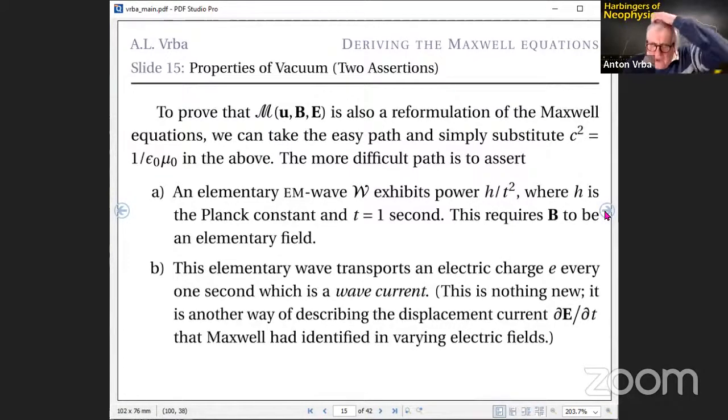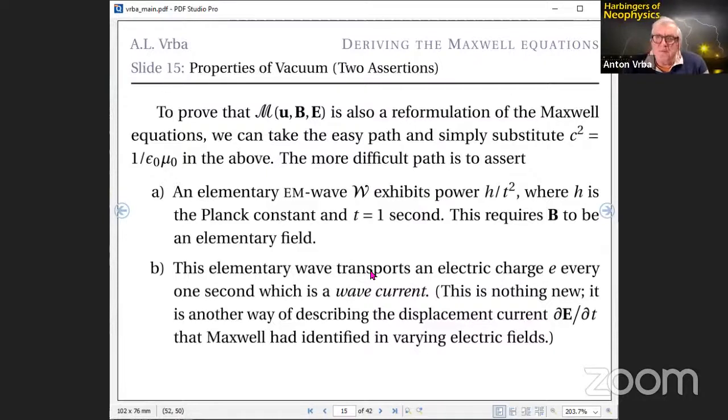The next step is to show that MUBE, I used M to honor Maxwell here, by the way, is the Maxwell equation, not by simply substituting c squared equals 1 over epsilon 0 mu 0, but we take a more difficult path. I make two assertions: that an elementary electromagnetic wave exhibits power of h over t squared, h being the Planck constant and t being 1 second.